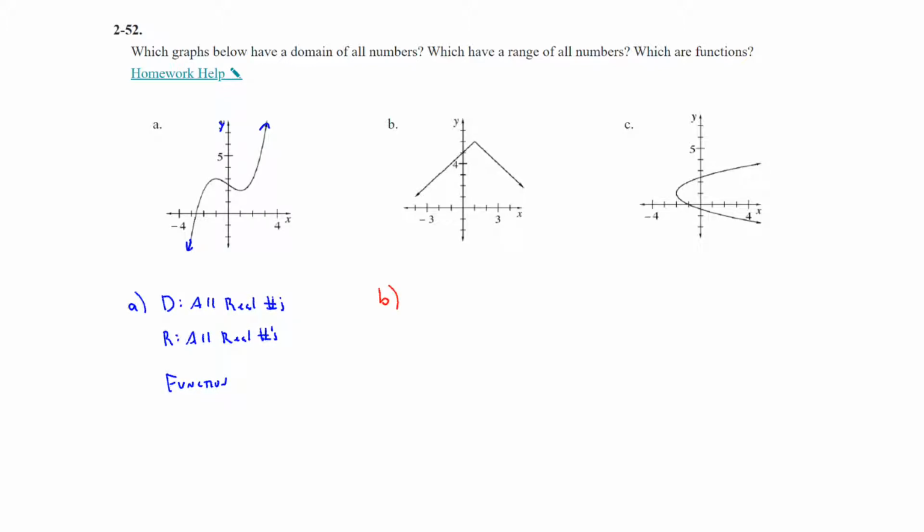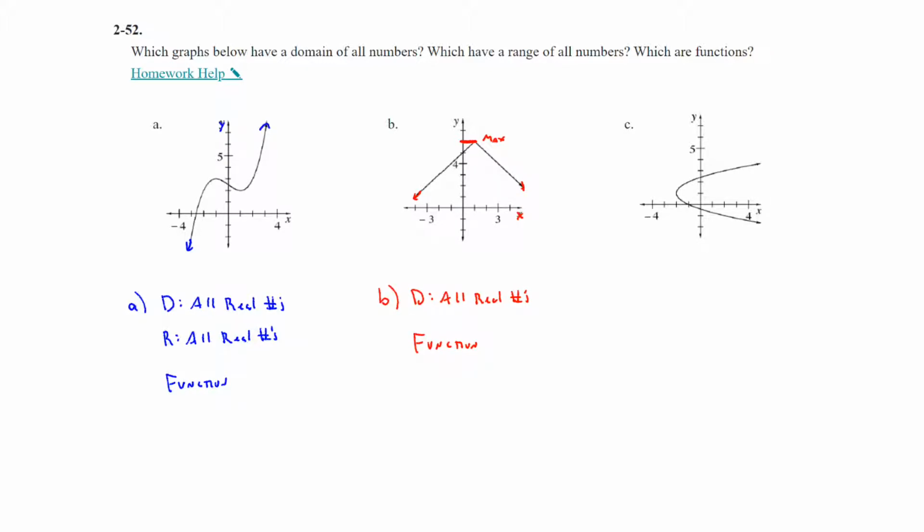B, your domain will be all real numbers. Same kind of reason for the last one, is that this graph is going to continue to go left and right and cover the entire x-axis. The range is not all real numbers because it stops right here. It has a maximum value, and so therefore it's not going to go any higher than that. But it still does represent a function. So once again, every x has its own y.